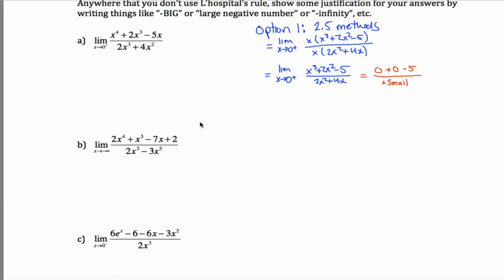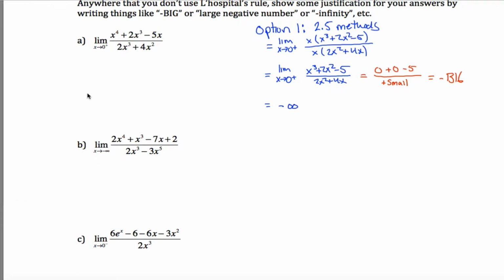You could cut that step out altogether and just come to this conclusion that I'm going to write in blue, which is that when you take a number and divide it by a really, really small number, it gets big. And all you got to do is worry about the sign. I got a negative divided by a positive, so I would say this is negative big. In other words, my conclusion would be that this limit is equal to negative infinity.